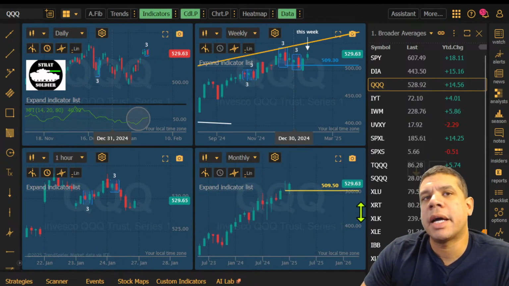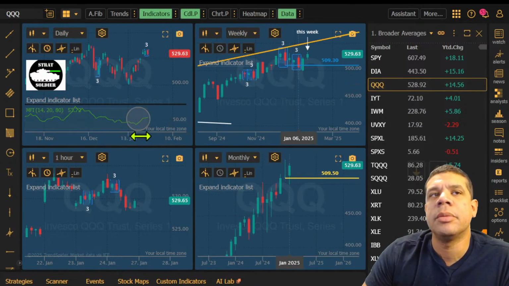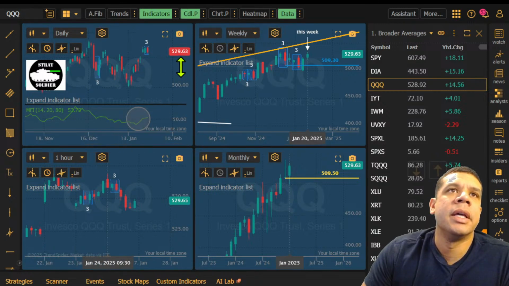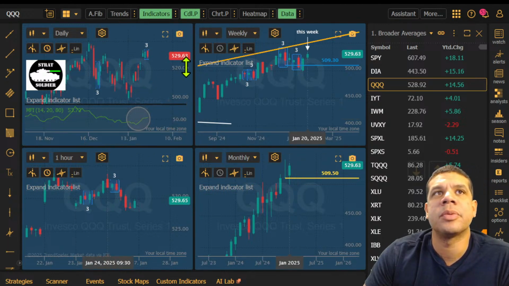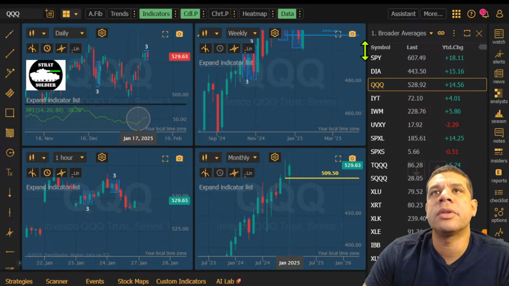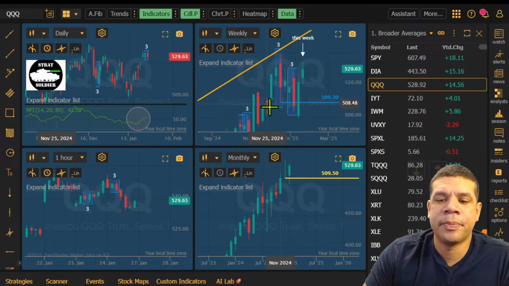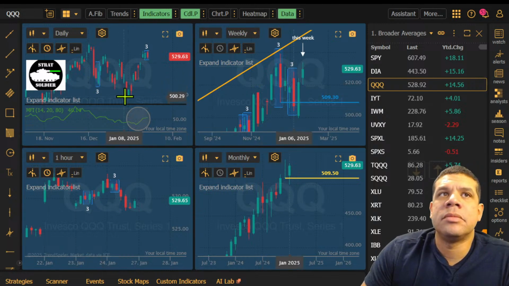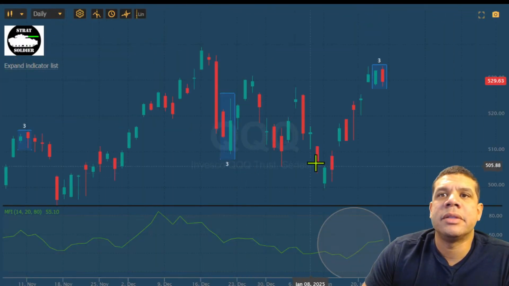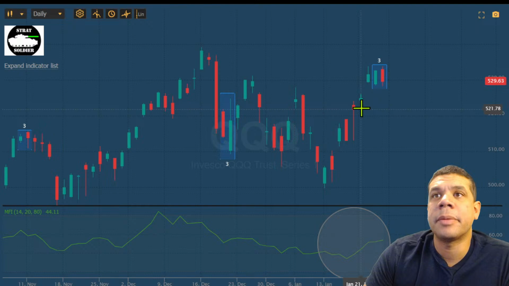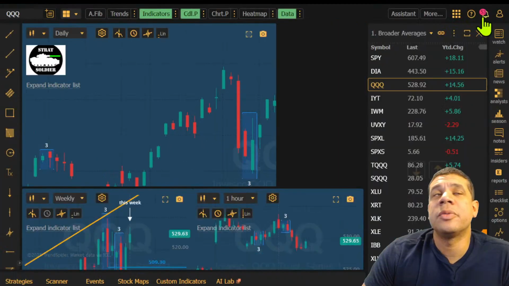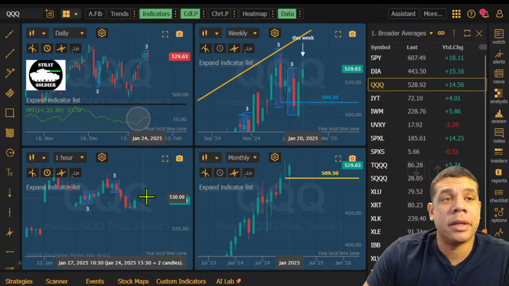QQQ back to the highs. Not doing a whole bunch. Finally starting to move on this money flow index. It really was just doing nothing for a while, but the price was continuously going up. We did get the 322 as well. That's awesome. But you see these red days, it's just going up and then going down, up and down. So you've got higher lows, but it's not really doing a whole bunch.